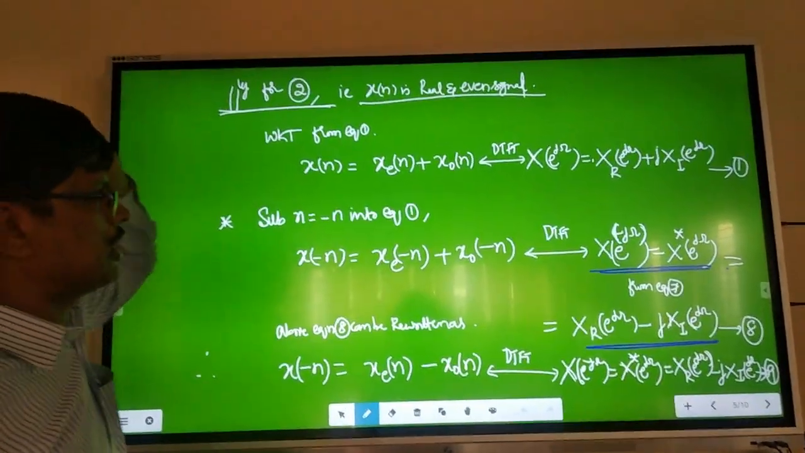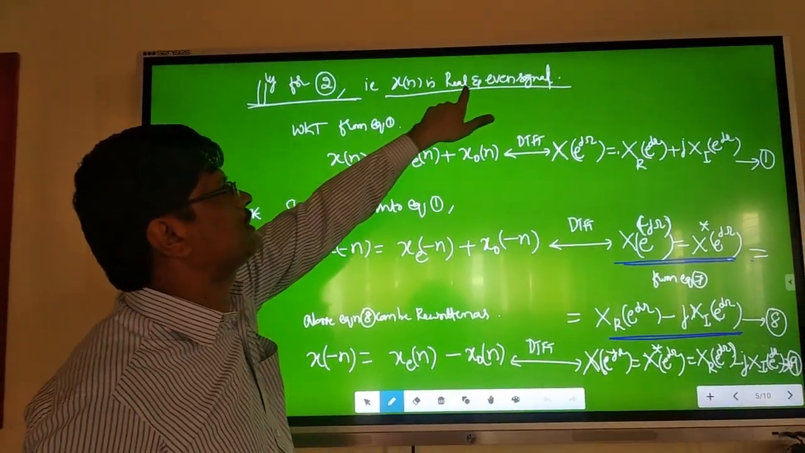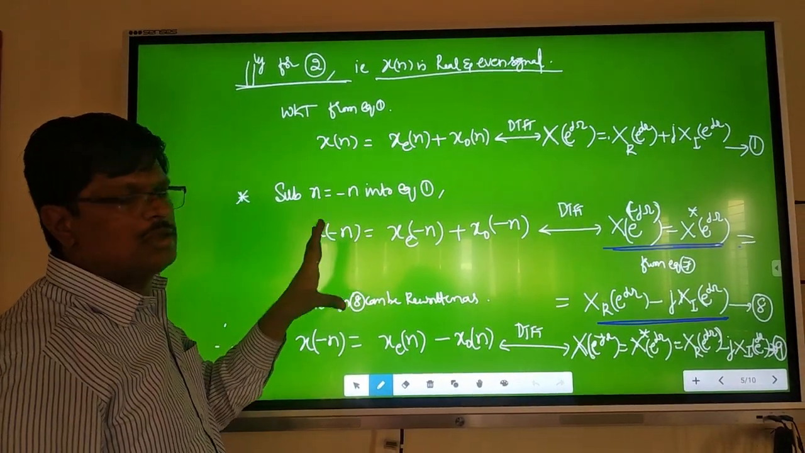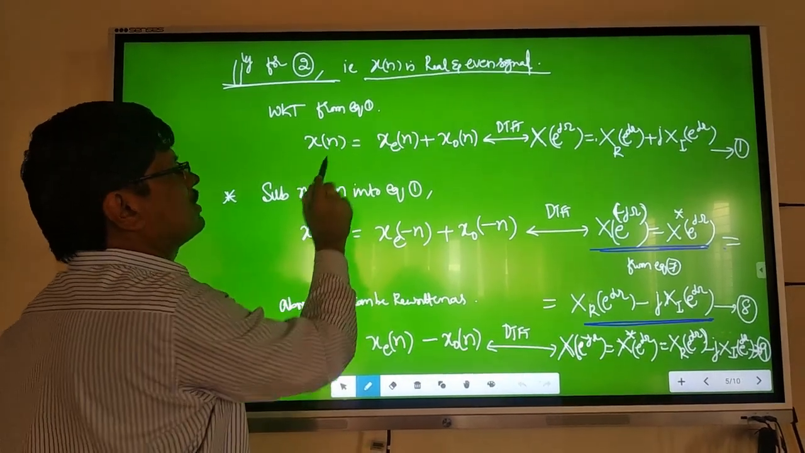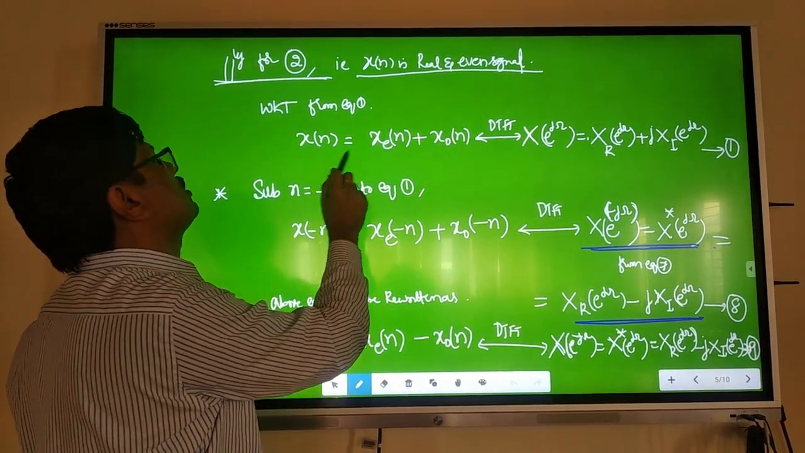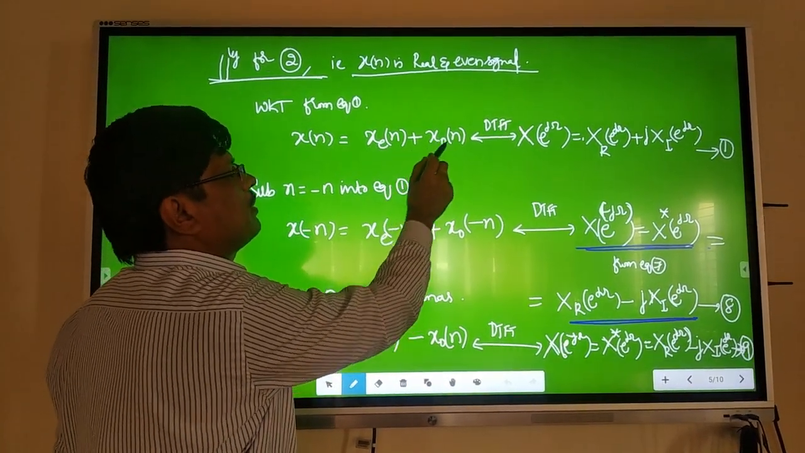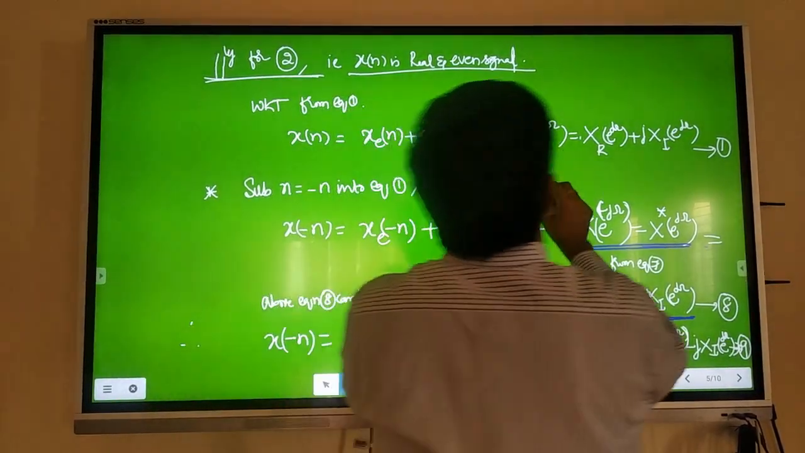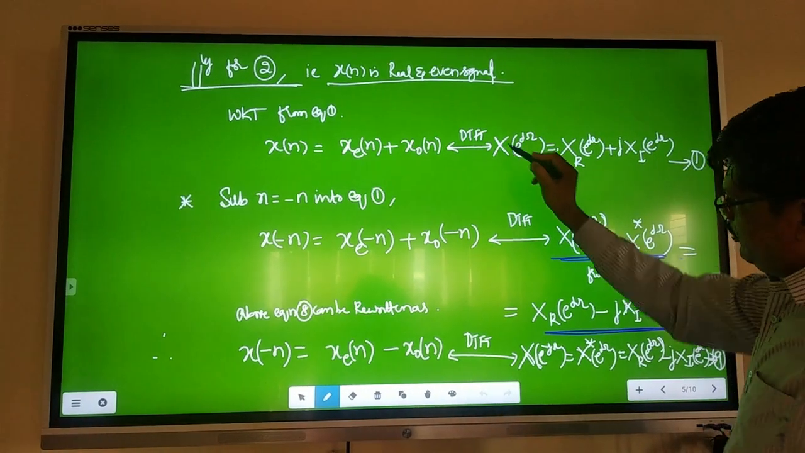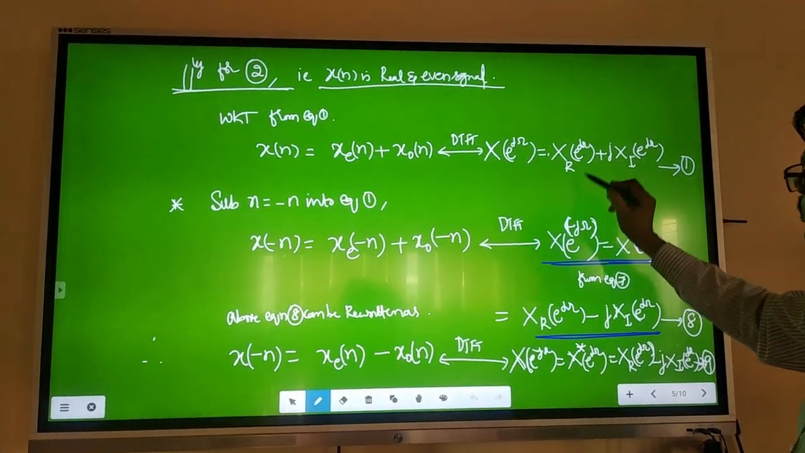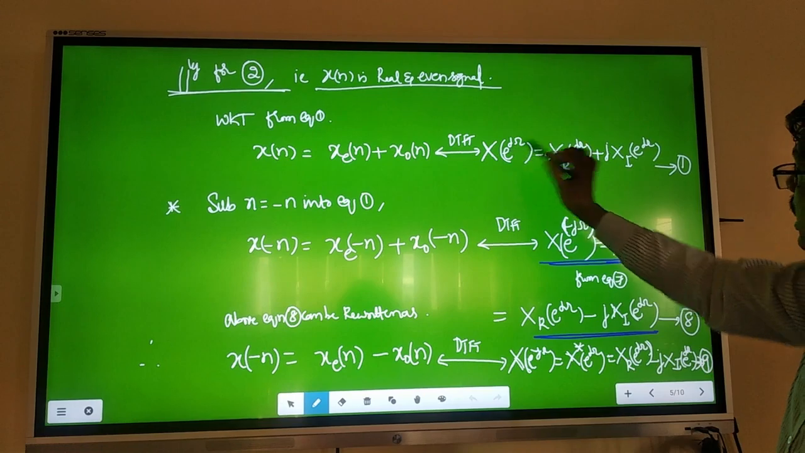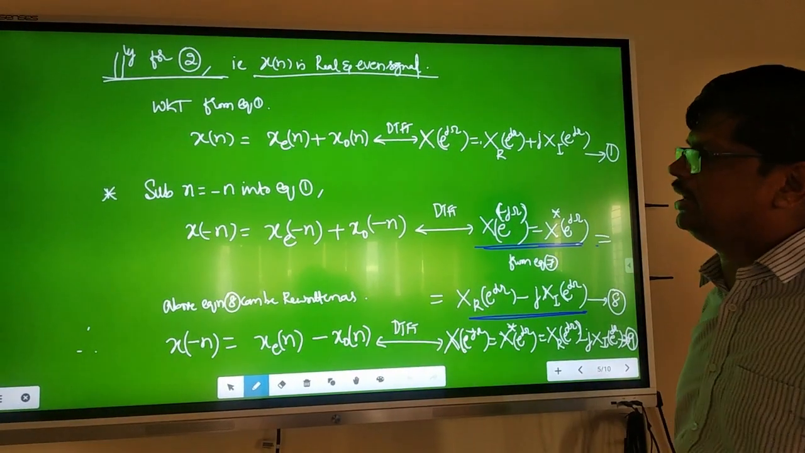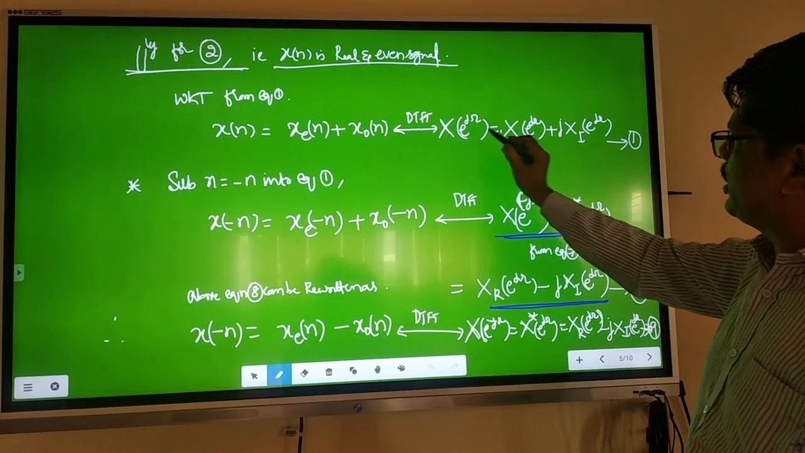Similarly for statement 2, you have to assume this is given: x of n is a real and even signal. Therefore we know from equation 1, the sequence is written as the sum of x even of n plus x odd of n, which is equation number 1 only. The DTFT on the right side is x of e power j omega, that is nothing but xr of e power j omega plus j times xi of e power j omega, equation 1. This is given. Already we know.